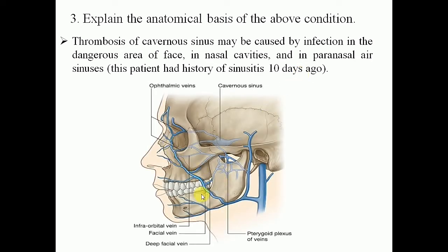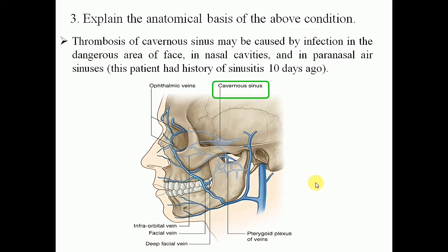For this, we must know the venous drainage of the face. This is the facial vein which drains the region of the face. The facial vein is connected to the cavernous sinus via ophthalmic veins. The facial vein is also connected to the pterygoid plexus of veins via deep facial vein, and the pterygoid plexus of veins is connected with the cavernous sinus via emissary veins. So infection in the dangerous area of face and the related surrounding regions may lead to thrombophlebitis of the facial vein, and this may spread to the cavernous sinus via these communications.